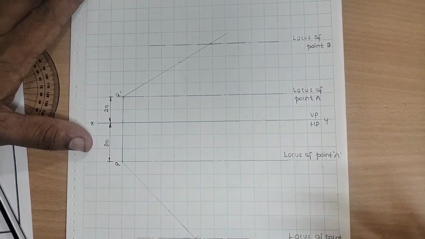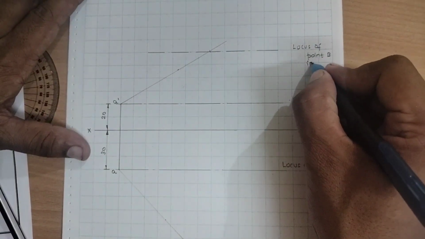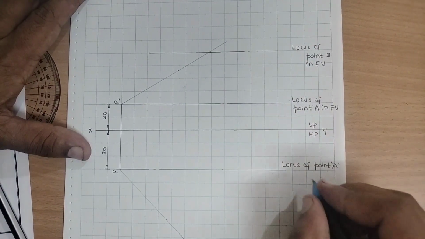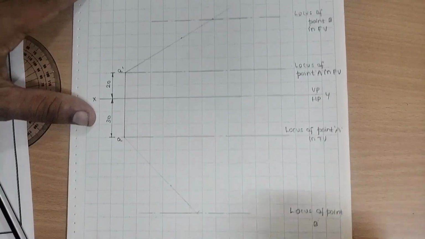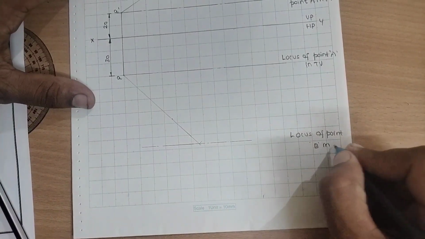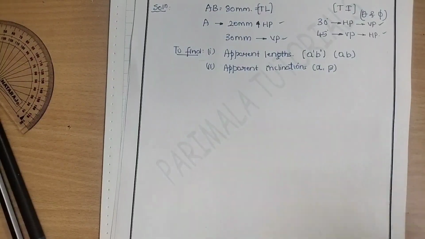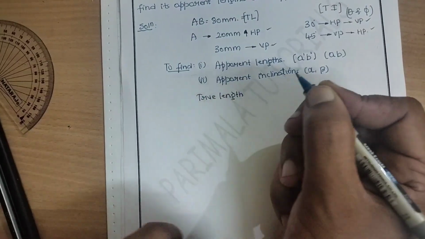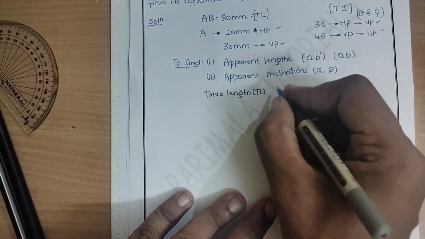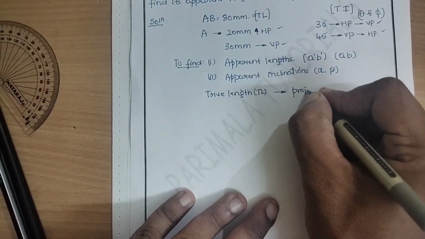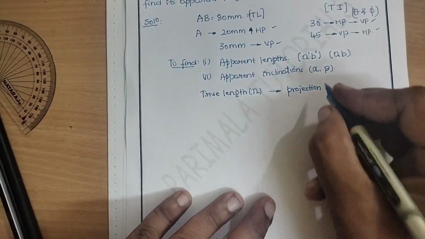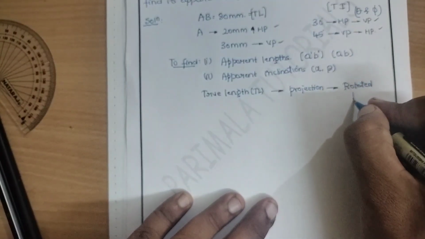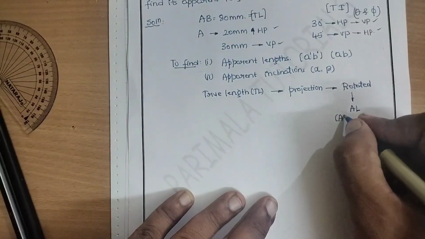But how do we differentiate that locus? So this is the locus of point B in the front view. This is the locus of point A in the front view. This is the locus of point A in the top view. This is the locus of point B in the top view. Whenever you are having a true length, the true length has to be projected. Go for the projection of the true length. The projected true length has to be rotated. Thereby you are getting the apparent length.